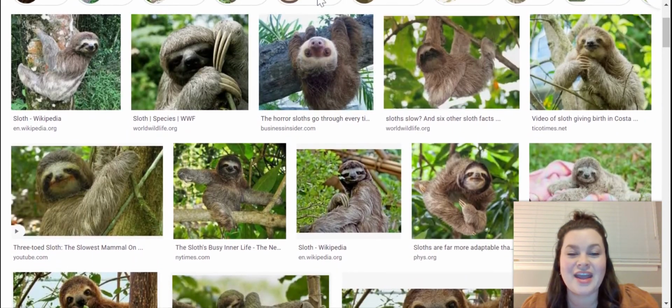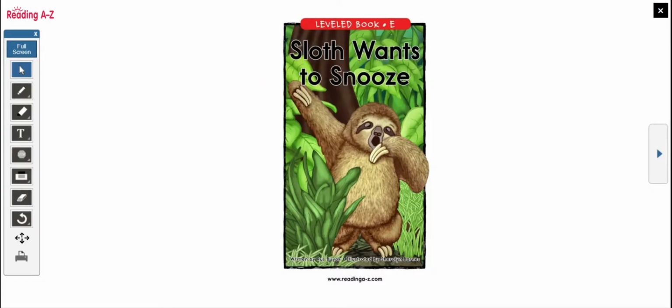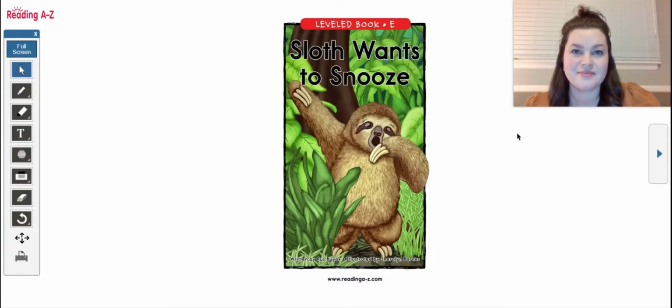So let's get back to our book. Let's start by making a prediction. I'm looking at Sloth and she's looking very tired, so I predict that she's going to want to go to sleep. We are going to read to find out what Sloth does and if our prediction is correct.